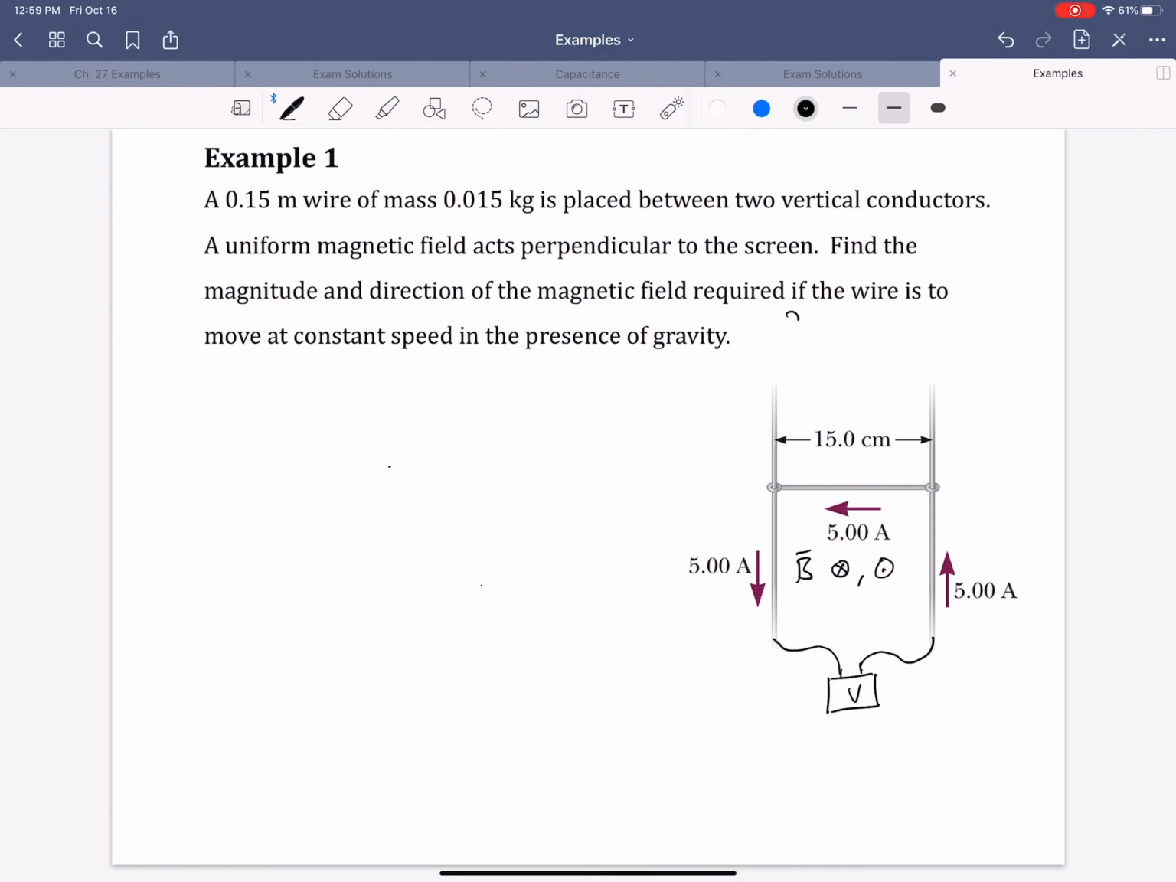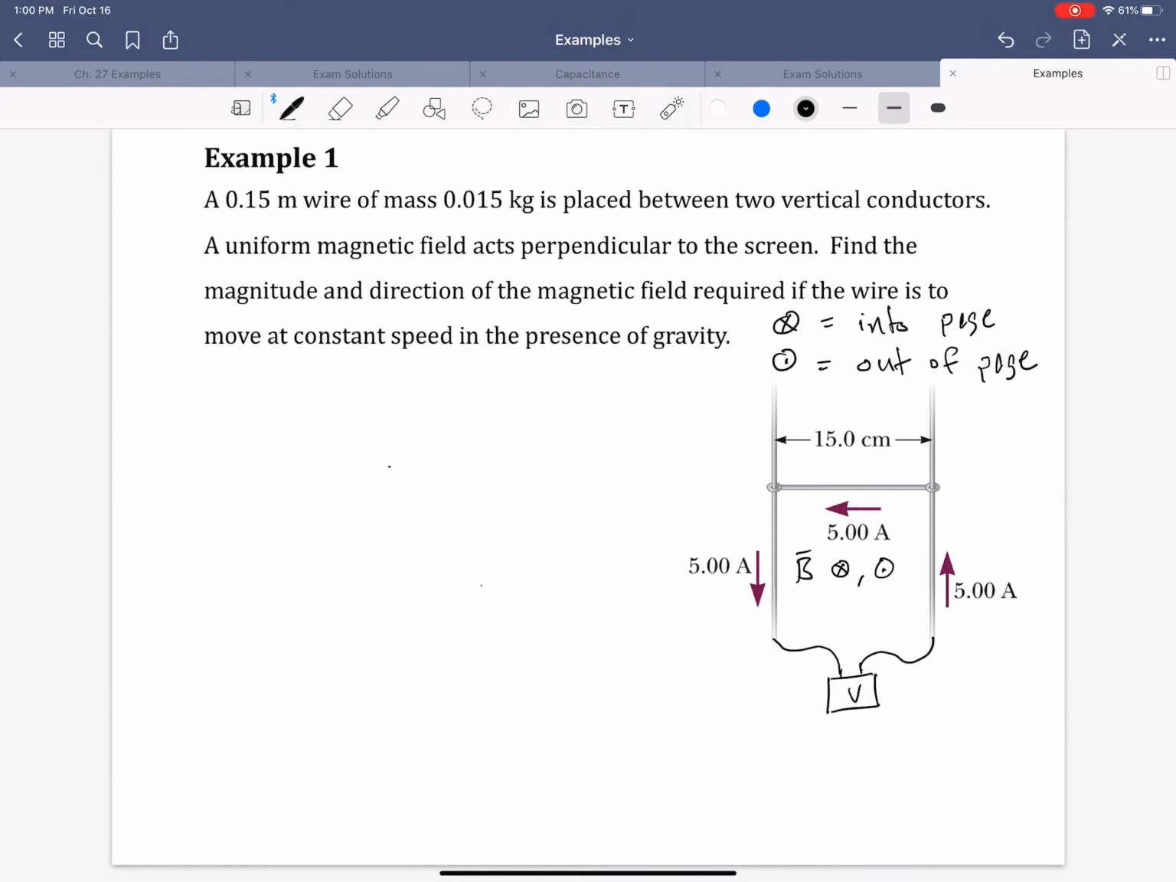Okay? And by the way, the circle with the X means into the page, and the circle with a dot in the center means out of the page. Okay, just so you know.